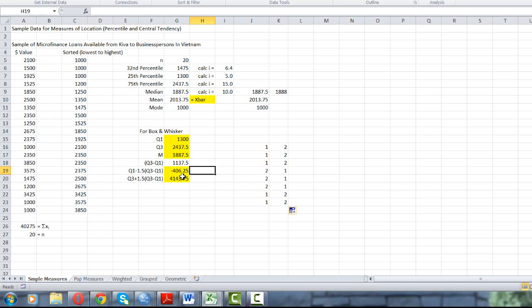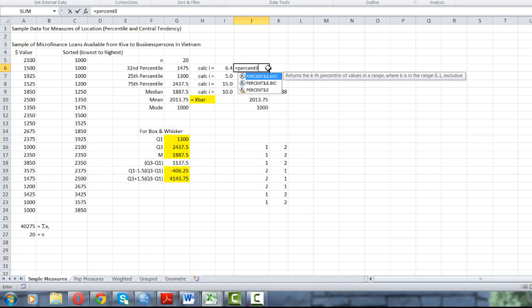But anyway, that's how you would calculate the actual box and whisker values that you need, as well as the mean, median, mode, and percentiles. There are a couple of commands for percentile. I'm not going to use them, but I'll point them out here.